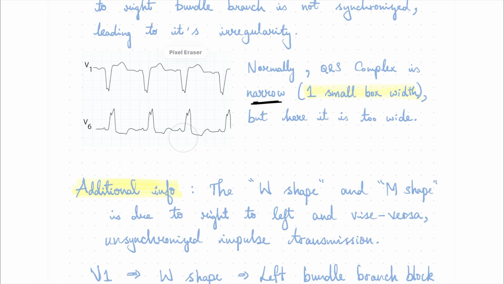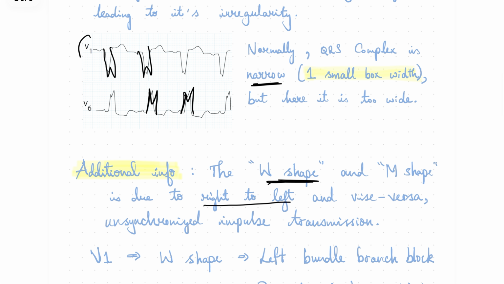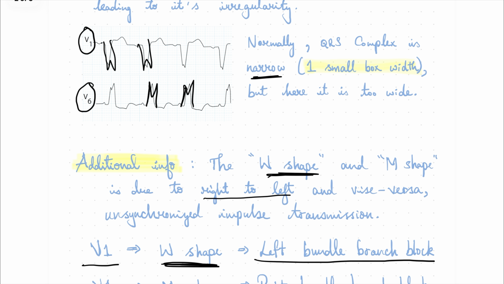Additionally, I just want to tell you that when there's a W shape, so here you can see the W shape. There's a W shaped graph, and here you can see a M shaped graph. So when there's a W shaped graph, it is due to the right to left or the left to right unsynchronized impulse transmission. Now this is V1, this is V6. Don't forget to see what lead you are looking into. So in V1, if you see a W shape, it is left bundle branch. In V1, you see a M shape, it is right bundle branch block. So here in V1, we see a W, which means this is a left bundle branch block.